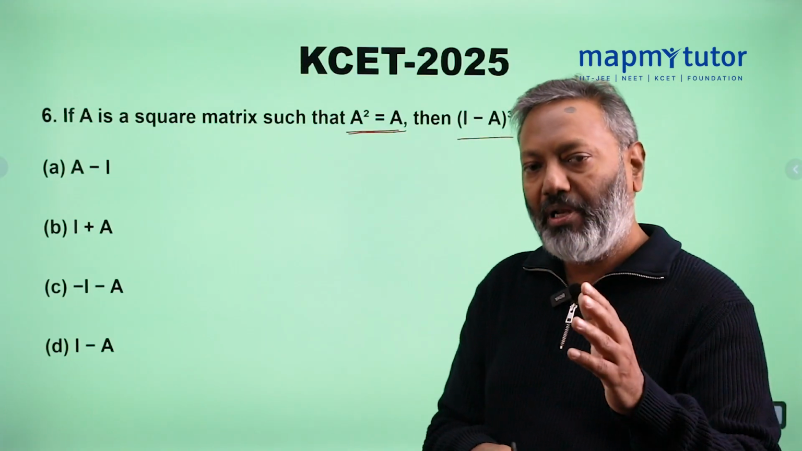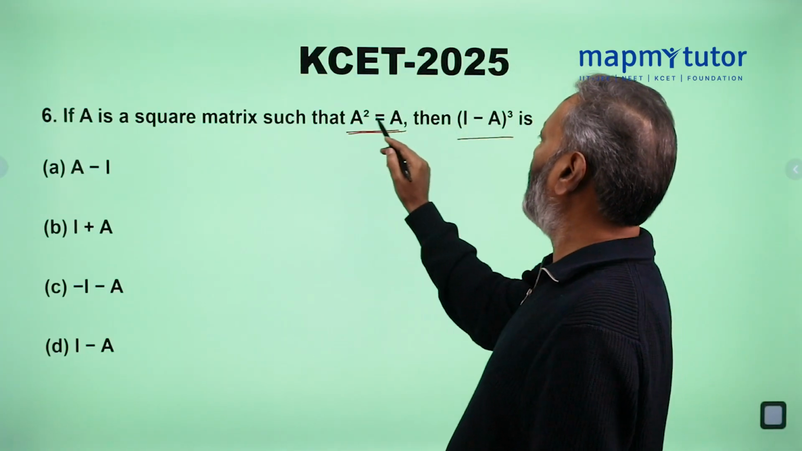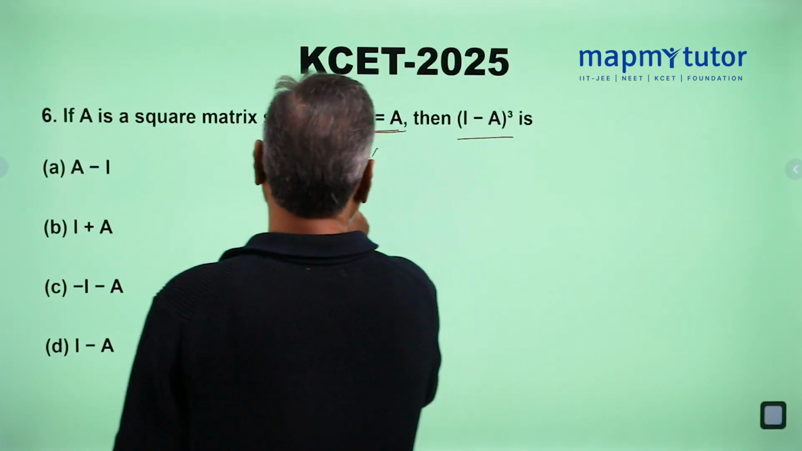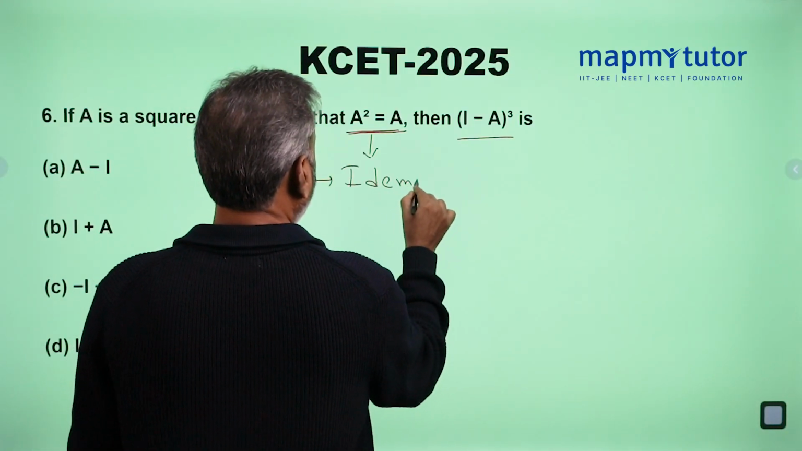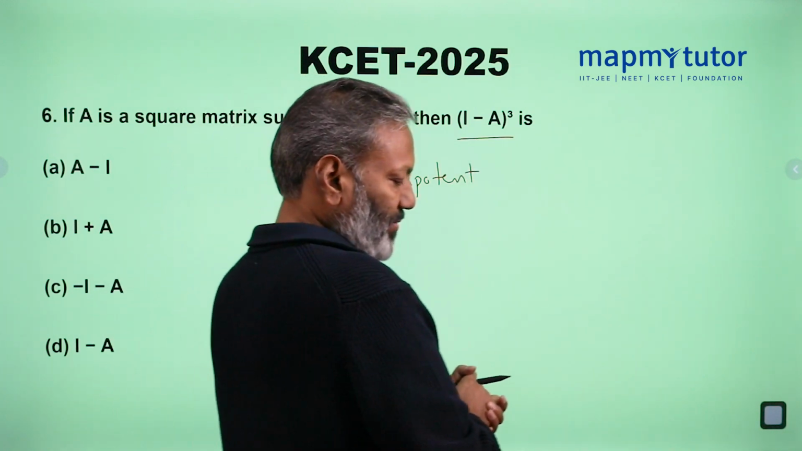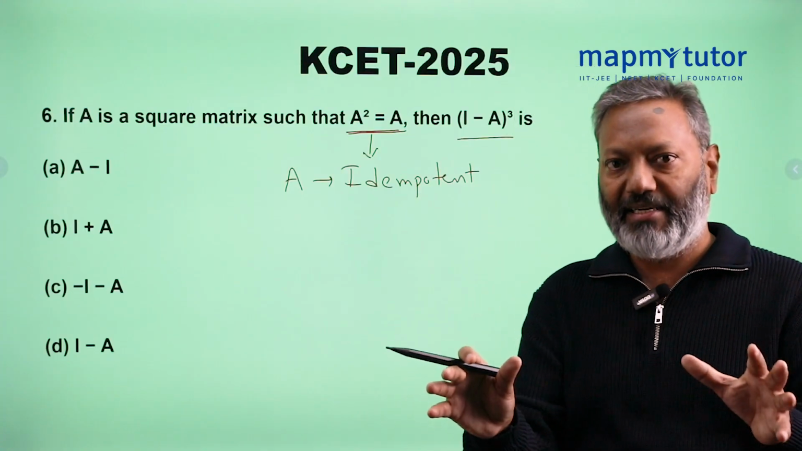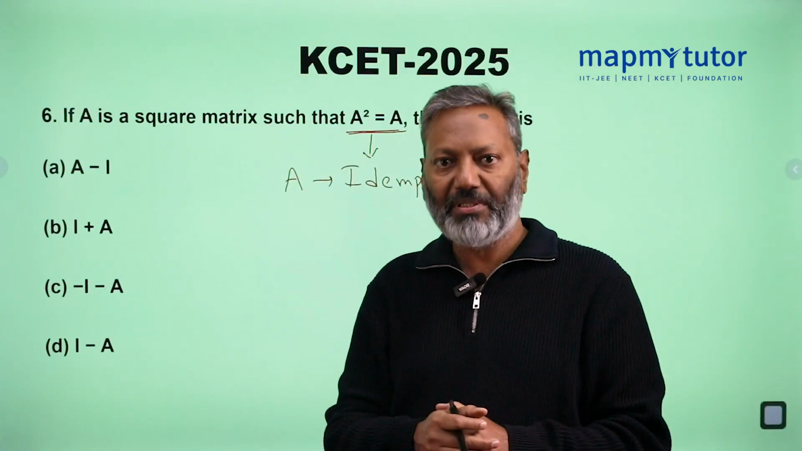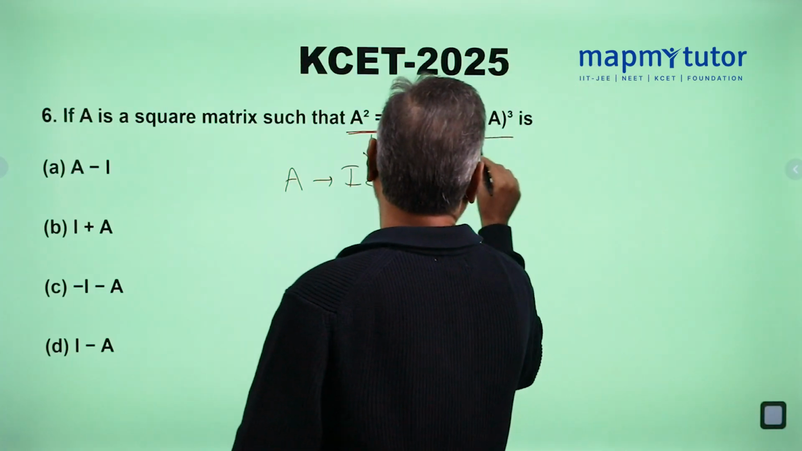But not only I, many other matrices can also satisfy it. And there is a special name. Whenever A satisfies this condition, A is called an idempotent matrix. If A square is A, it is called idempotent. Of course, it is not in NCERT, but may be useful for your IIT purpose. Okay. Now, using this condition, I have to evaluate (I minus A) whole cube.